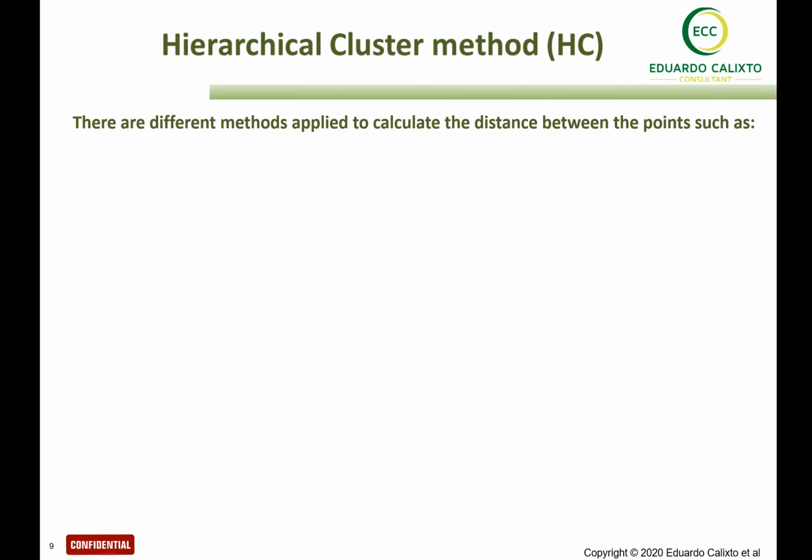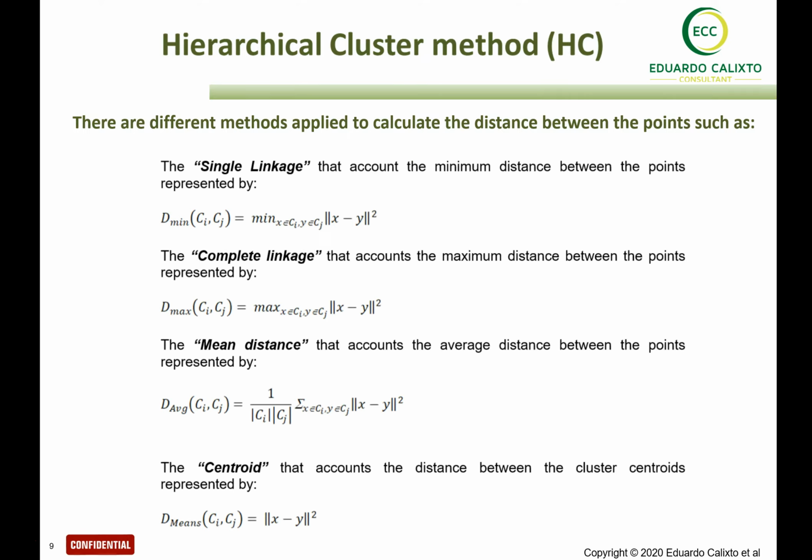So there are different methods applied to calculate the distance between the points, as I mentioned before. Here we demonstrate some of them. We have the single linkage, which accounts for the minimum distance between the points. You compare different points, then you consider the minimum distance between them. You have complete linkage, which accounts for the maximum distance between the points. That's the opposite. You have mean distance, which accounts for the average distance between the points. Then you aggregate the points based on the average distance. And you have the centroid, which accounts for the distance between the cluster centroids, represented by this equation here.